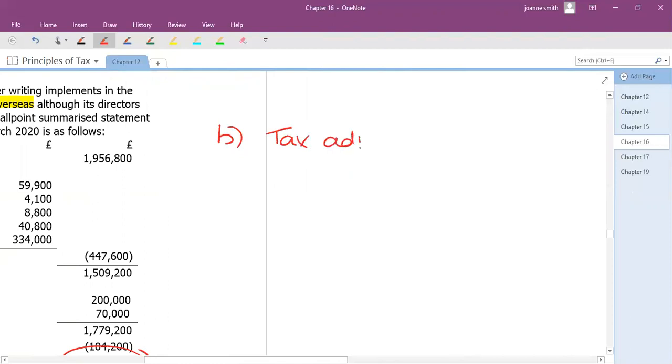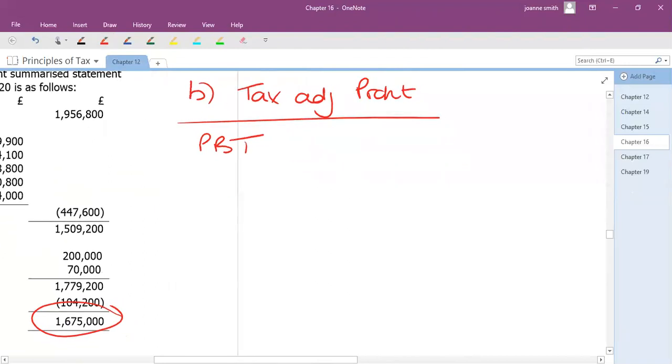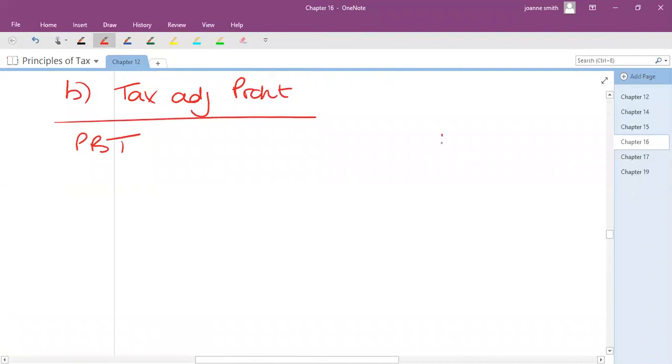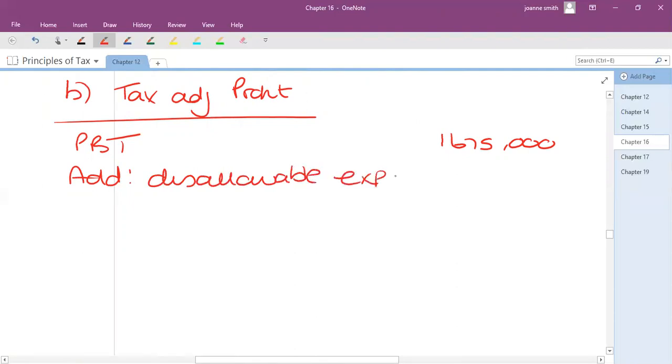Tax adjusted profit. So it's the profit before tax, which is 1675,000, and we're going to add back the disallowable expenses. So any expenses that have been deducted to get that profit that we think we can't claim for tax, we need to add back.